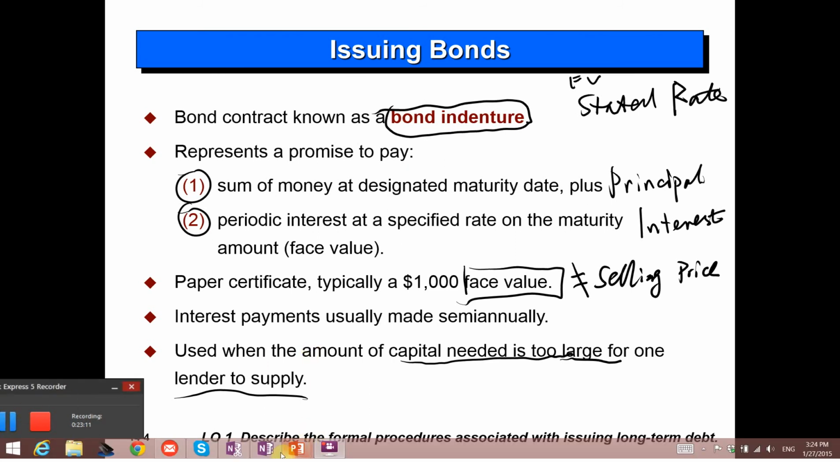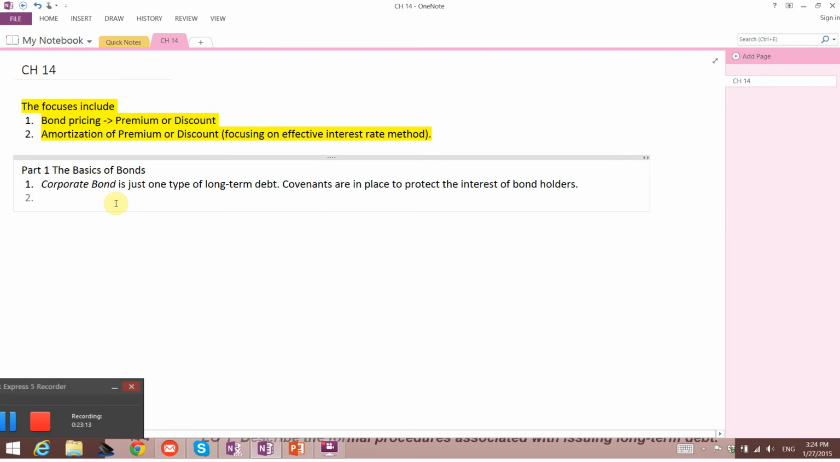Okay, so now let's put those down. We talked about bond indenture, which is the contract of bonds. Within this contract, we should have information about face value, stated interest rate, maturity date, how many payments a year, this kind of information.